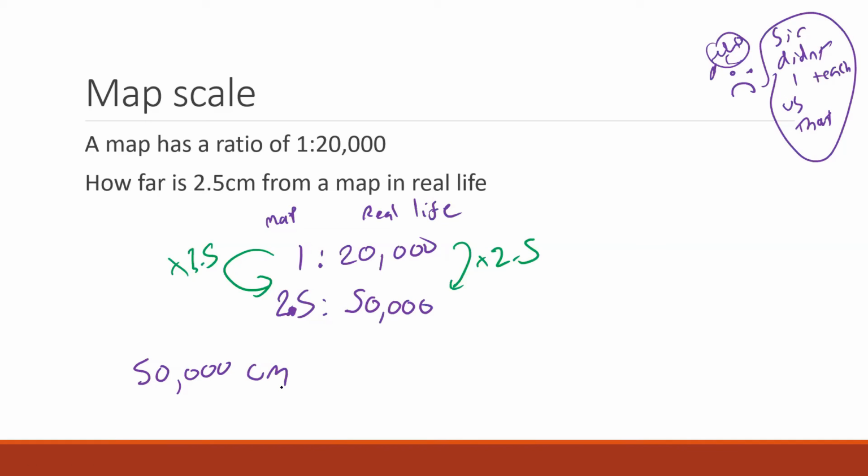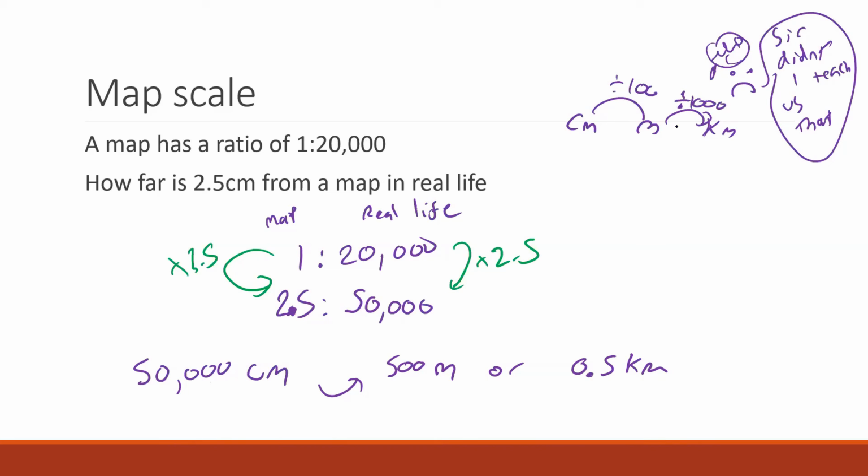centimeters, but can we improve that? The answer is yes. We're not going to measure 50,000 centimeters in real life. To go from centimeters to meters, I need to divide by 100. So that's the same as 500 meters, or if you convert it again, 0.5 kilometers, by dividing by 1,000. To go from meters to kilometers, we divide by 1,000.